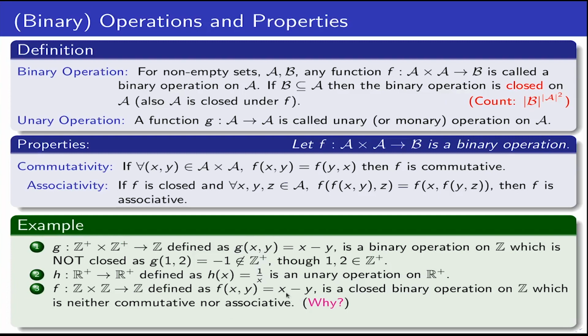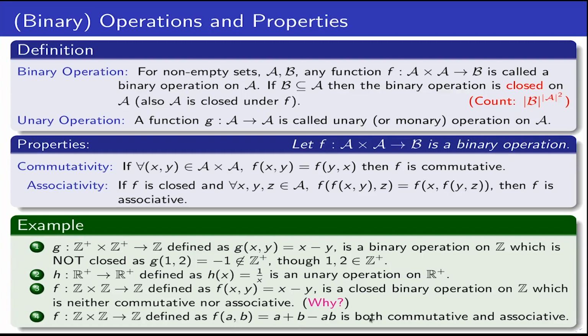It's neither commutative nor associative. If you go for commutative, x minus y is not equal to y minus x, so it is not commutative. Nor is it associative, because if you try to associate with z, (x minus y) minus z gives x minus y minus z. Now if you do y minus z first and then x minus that, it will be x minus y plus z. Those two are different, hence it is not associative.